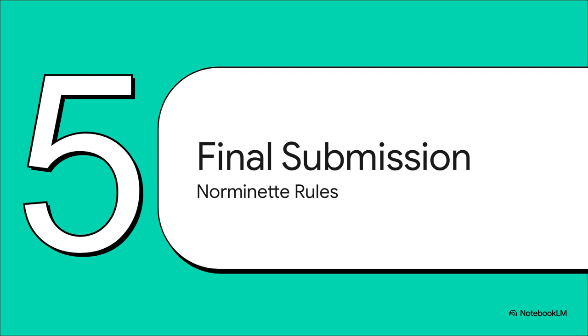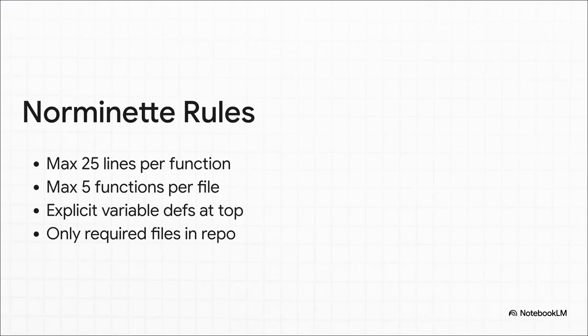Section 5. Final submission and Norminette. The finish line is in sight. You've built all the logic perfectly. Your code is honestly brilliant. But wait, before you rush to submit your repository for grading, let's quickly review your final syllabus rules. The automated grader has absolutely no mercy. Do not let a silly, simple formatting error ruin hours of hard work.